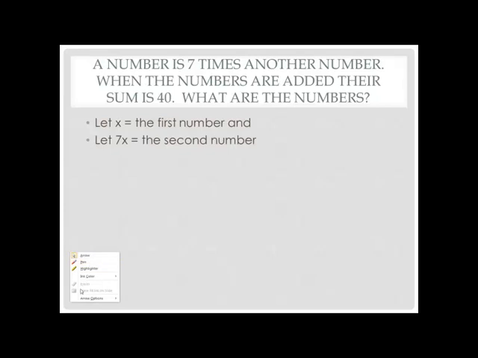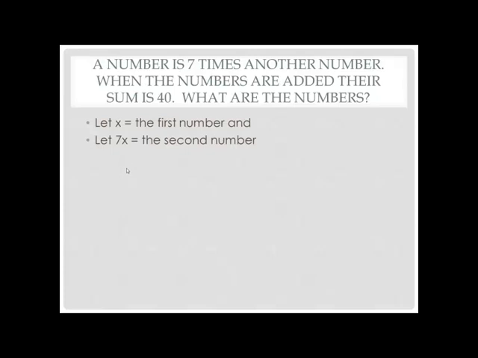What about this one here? We have a number is 7 times another number. When the numbers are added, plus, their sum is 40. What are the numbers? Well, the first thing you want to do is to define your numbers again. Like I did on the slides before, I'm going to let x equal my first number. Now, I know something about the second number, it says a number is 7 times another number. So the second number is 7 times the first number.